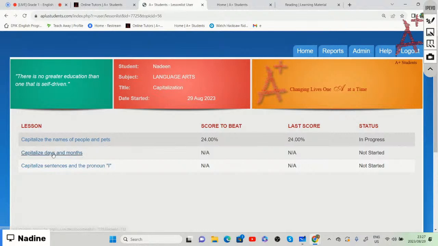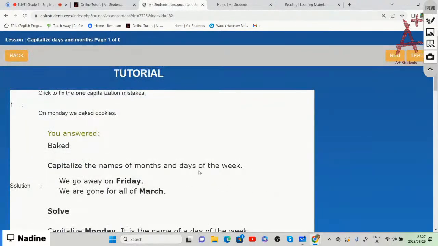All right, so the next lesson is to capitalize days and months, right? So as much as we need to capitalize names, names of people, whether it is your first name, second name, surname, as well as names of pets, we need to capitalize names of people as well as pets, right? But we also need to capitalize days and months, meaning days of the week and months of the year, right? So we need to capitalize the names of the months and the days of the week.